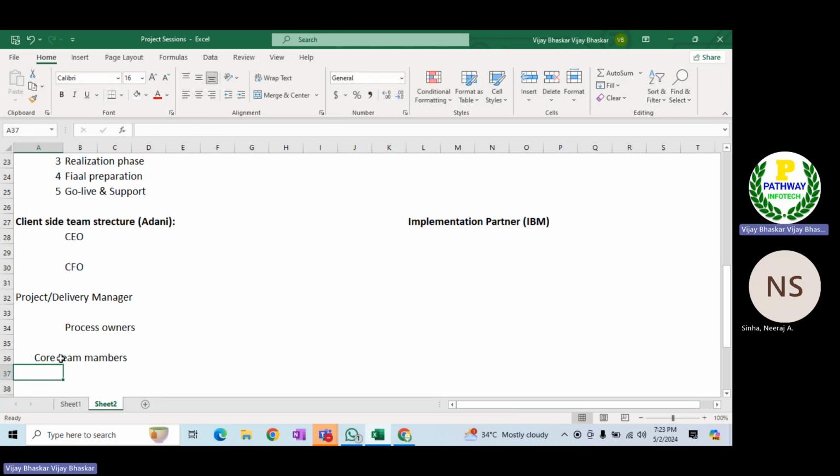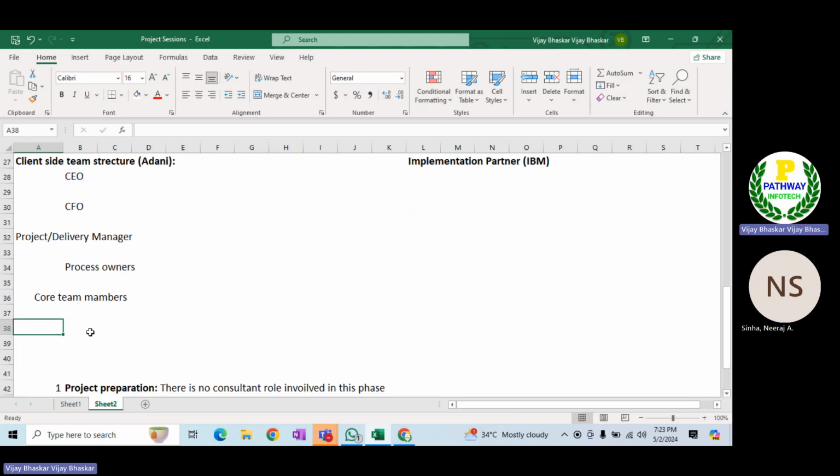Core team members will be available. Under core team members, end users will be available. End users. This is the team structure of the client.